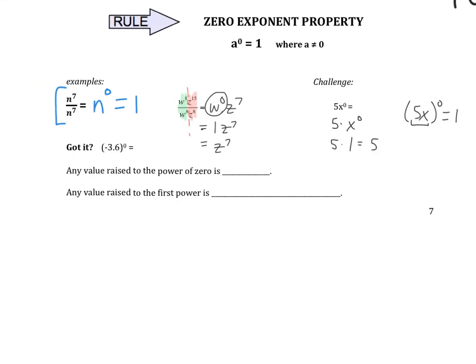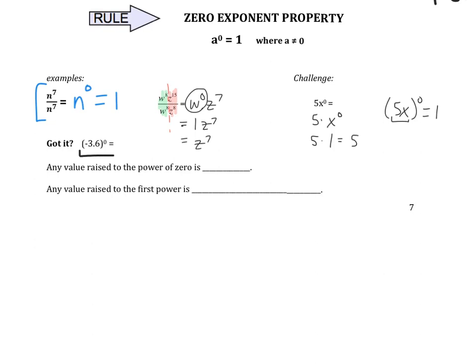So in this example, again, you have a number raised to the 0 power. It doesn't matter what it is, it's going to be 1. So in summary, any value raised to the power of 0 is 1. Any value raised to the first power is itself.